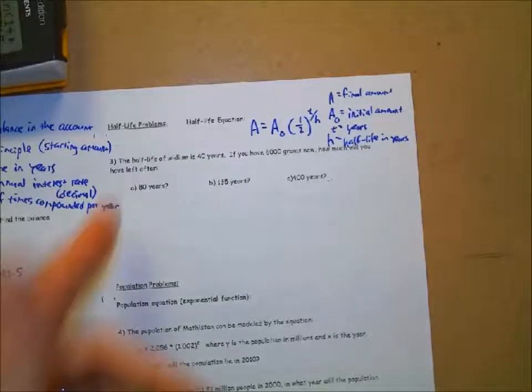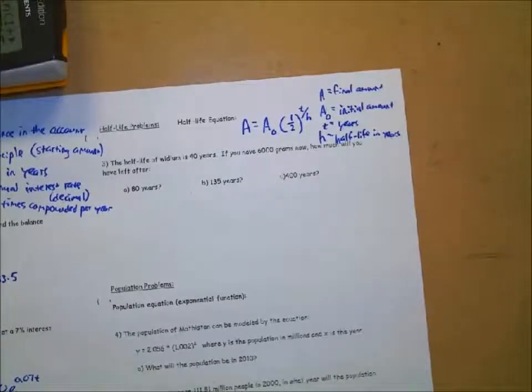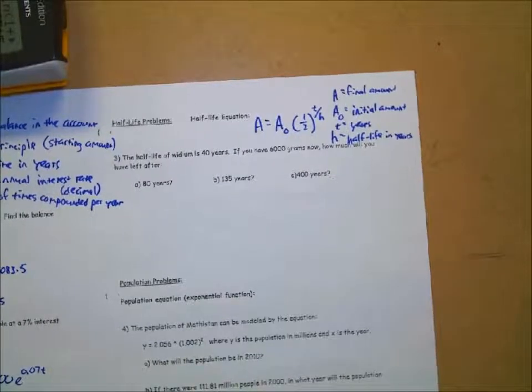So we have a made-up element here called wittium. The half-life of wittium is 40 years. If you have 6,000 grams now, how much will you have left after 80 years? Well, this one actually doesn't really require us to use a formula if we think about it. After 80 years, how many half-lives will it have gone through?